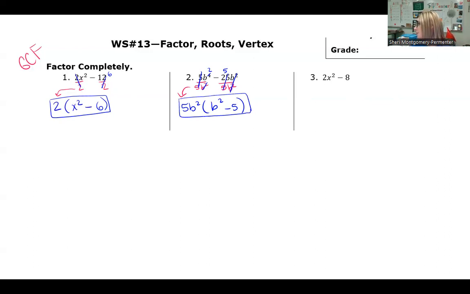The third one, see if you can figure out what you're going to divide by. So I want you to jot it down and then look up when you think you've got it and see if you came up with the same thing I did. Did y'all find the GCF to be 2? Good. So we're going to divide that out.